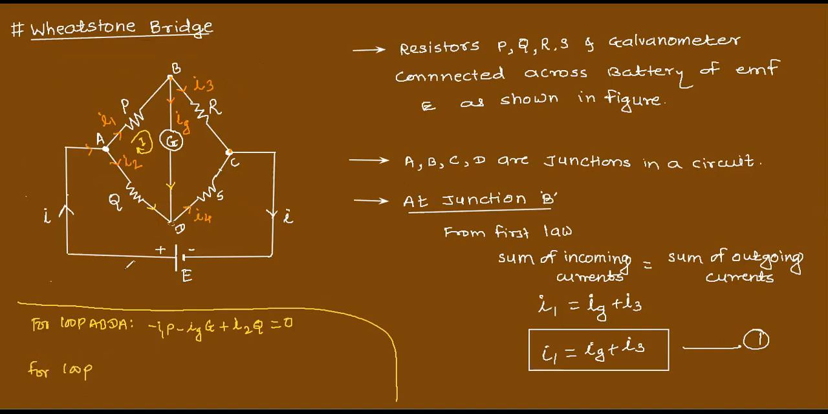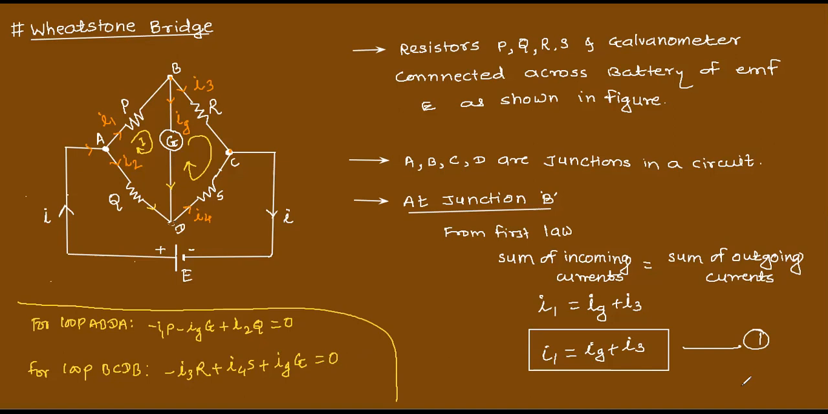Why am I writing here? So that you will understand this. Now again I am taking this loop, BCDB. For loop BCDB, you can see B to C you are going in the direction of current, minus I3R. C to D, opposite direction of current, plus I4S. Again opposite direction of current, plus IGG is equal to 0.